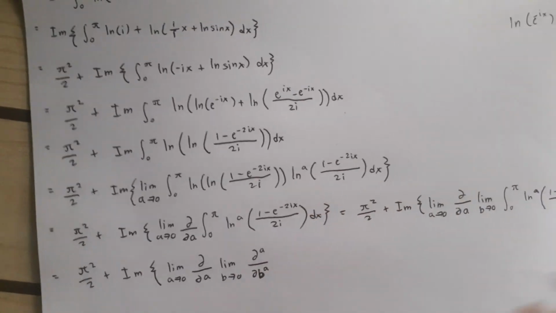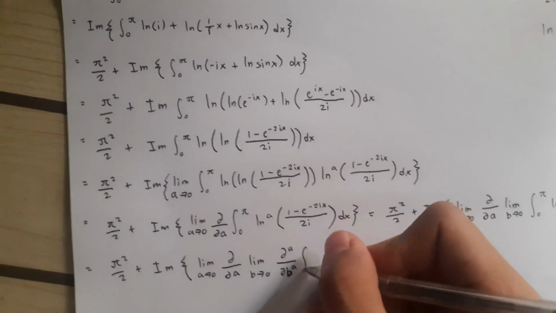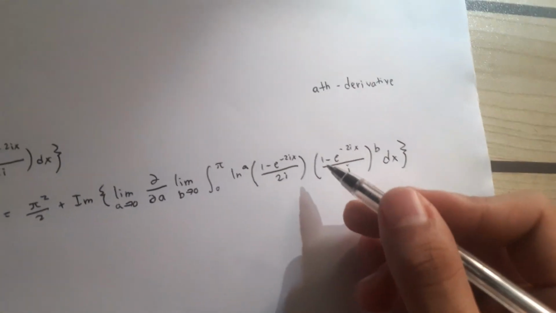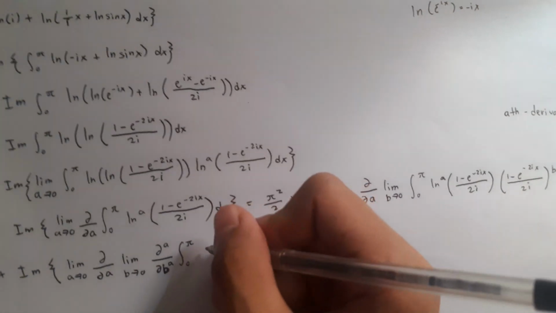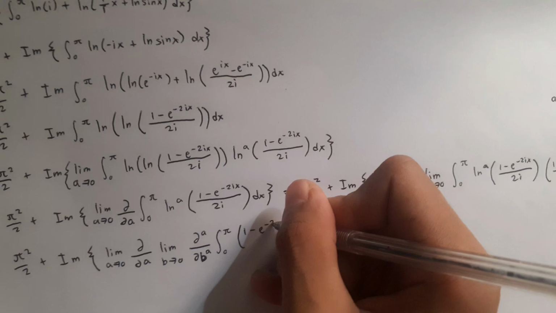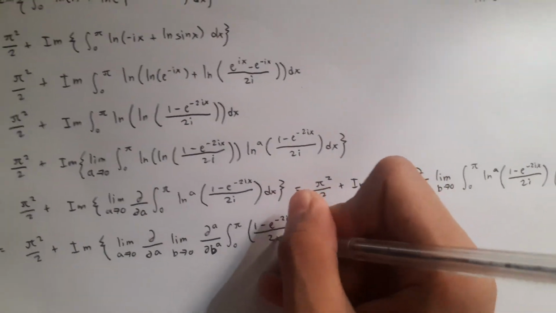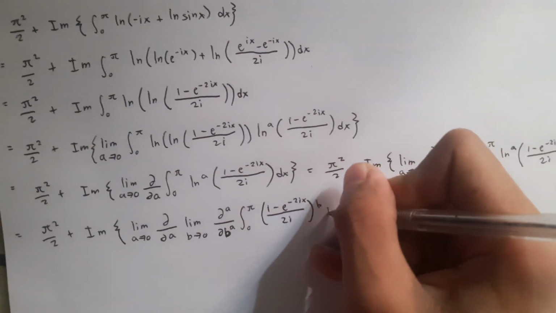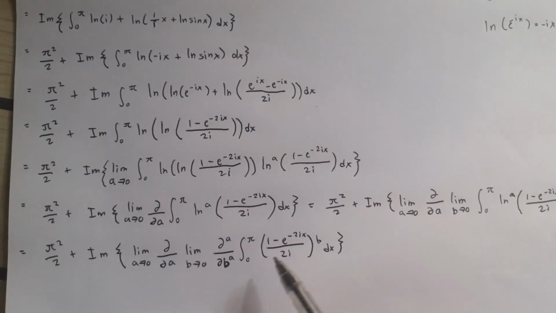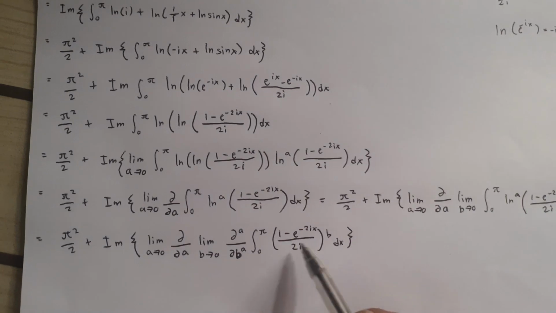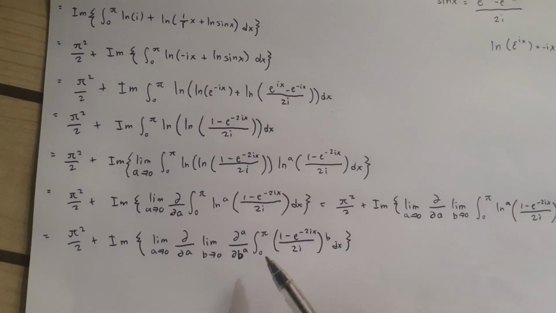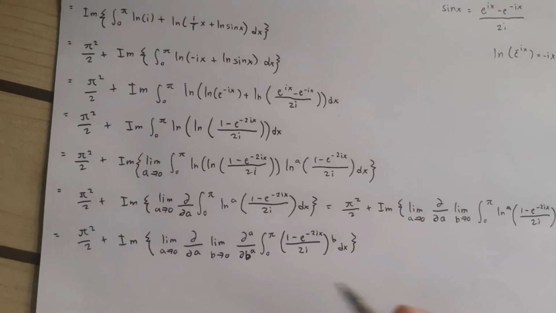So here we are now left with this simple expression, which is 1 minus e raised to negative 2ix over 2i raised to b dx. So now we can integrate this function easily using the binomial theorem, or the binomial series of Newton.